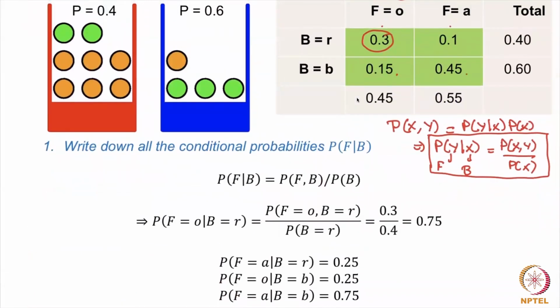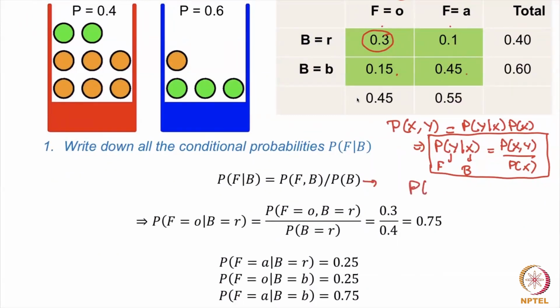So for example, let's take this first case, P of F equal to O, B equal to R is here. So that is 0.3 divided by P of B equal to R, which is this plus this. Where did this come from?